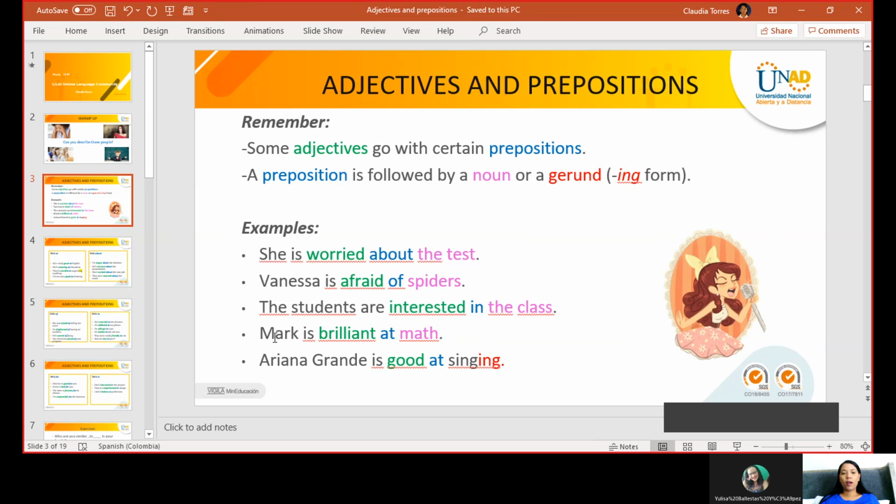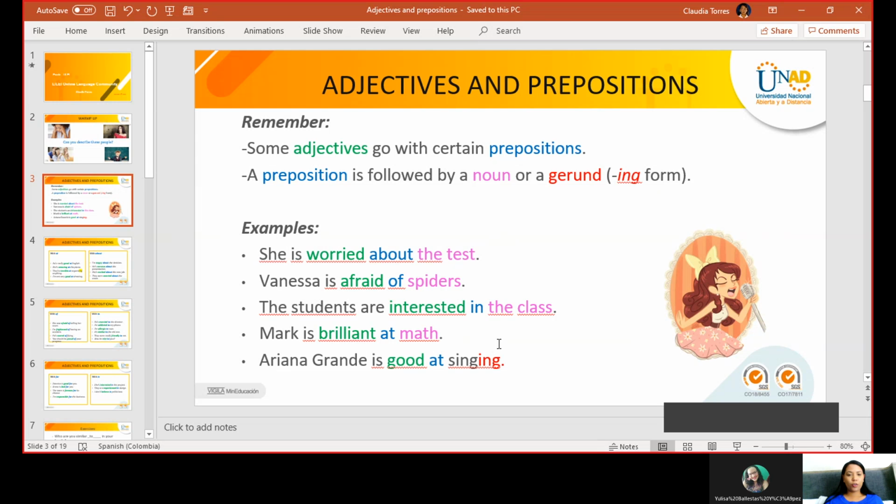Okay, and then the next one. Mark is brilliant. Brilliant is like very intelligent, right? So Mark is brilliant at math. So you always use brilliant with the preposition at. So brilliant at math. And the last sentence, Ariana Grande is good at singing.